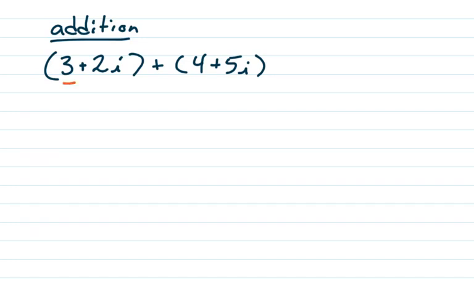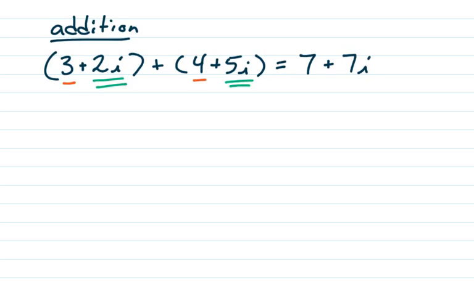You're just going to combine like terms. You're going to take the real parts and add them together, so 3 plus 4 is 7. And then you're going to do a plus sign, and add your imaginary components together. So we have 2i plus 5i is 7i. Okay, so that's all we're going to do with addition.